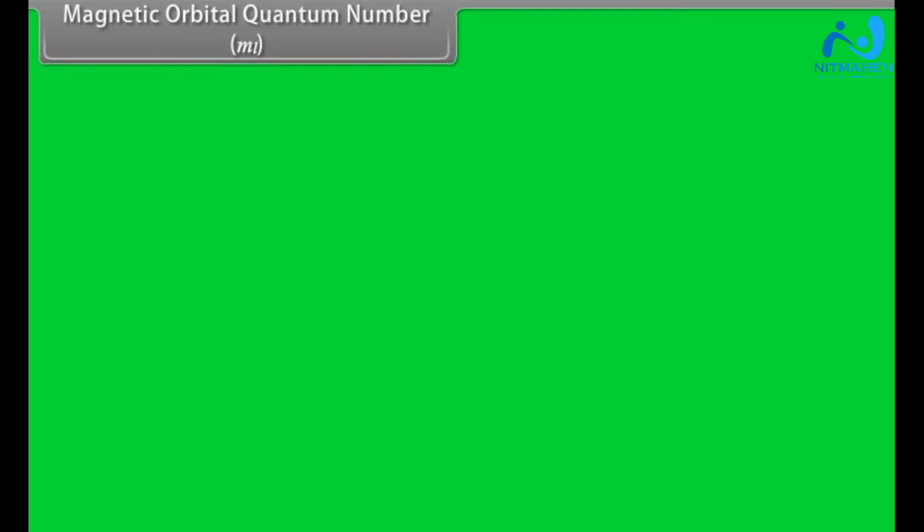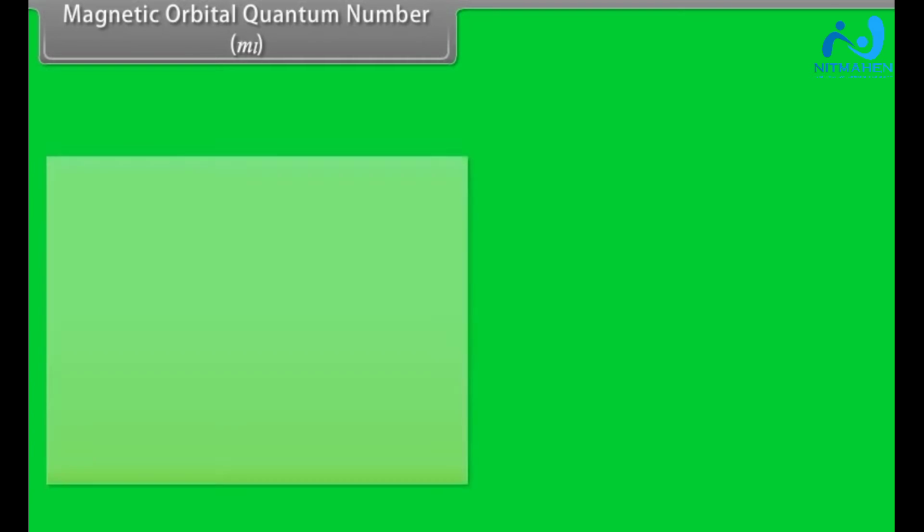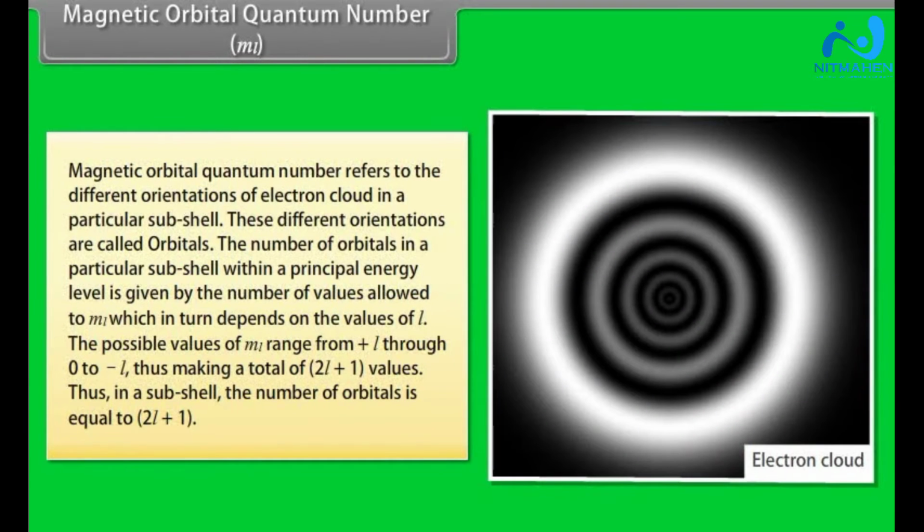Magnetic orbital quantum number, ML. Magnetic orbital quantum number refers to the different orientations of the electron cloud in a particular subshell. These different orientations are called orbitals. The number of orbitals in a particular subshell within a principal energy level is given by the number of values allowed to ML, which in turn depends on the values of L.